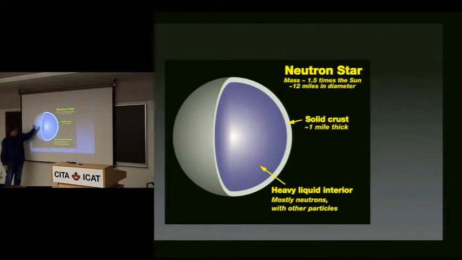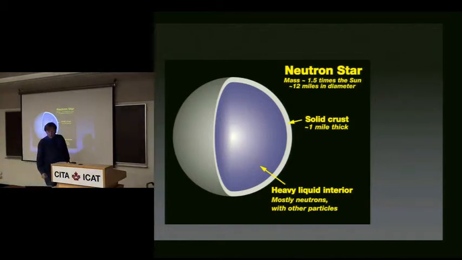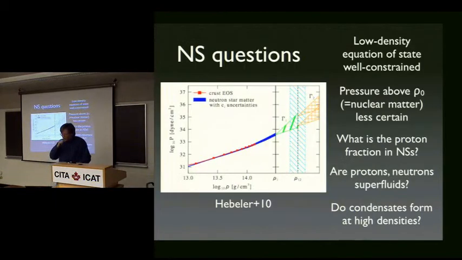The interior is thought to be mostly composed of neutrons, with maybe some other things in there that give great interest. And there's a lot of physics that we understand now about the crust, which I'm not going to go into. I'll focus mostly on the atmosphere material.